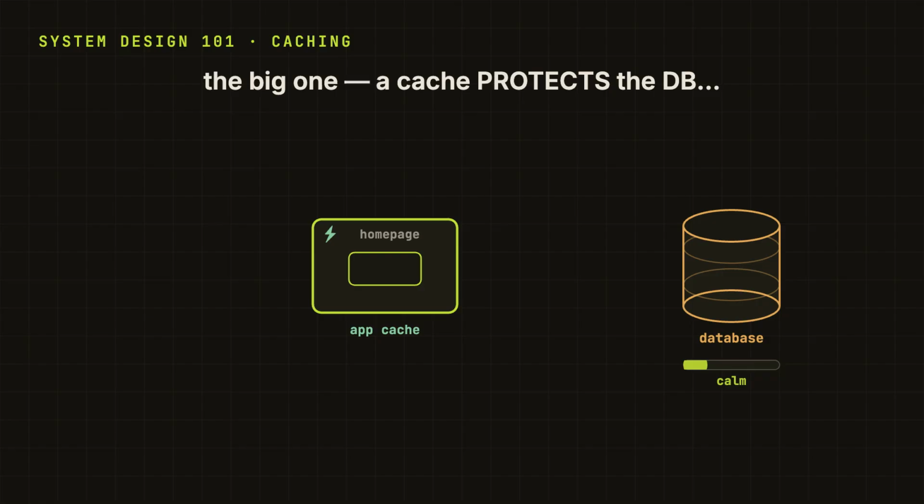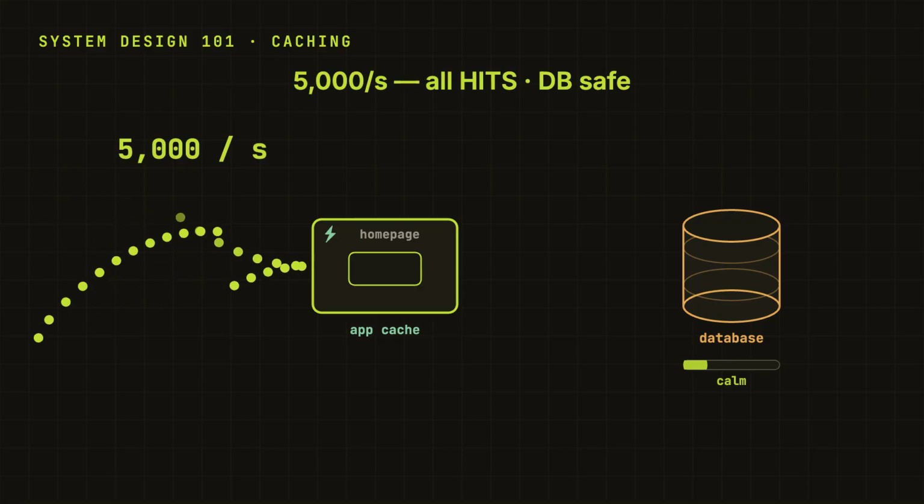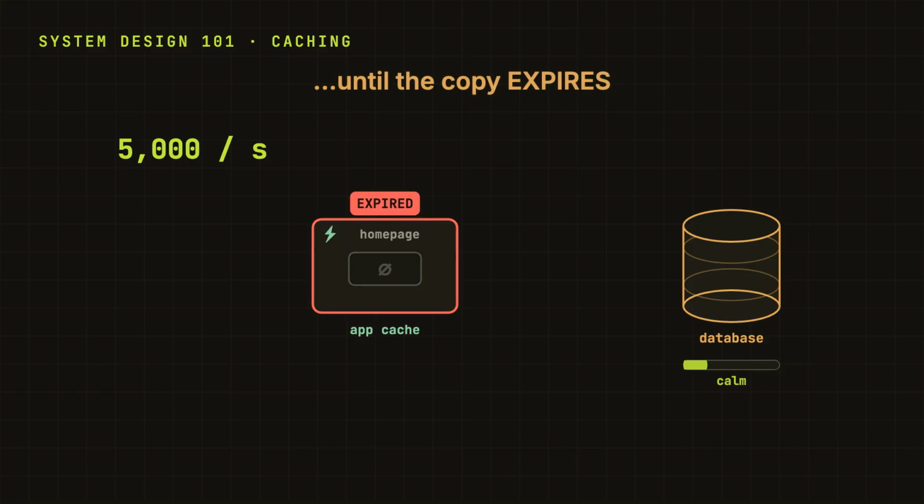Now, the big one. Caching protects your database right up until the one moment it does not. Picture a really popular key, let's say your homepage, getting 5000 requests a second, all served from that one cached copy. Now, that copy's timer expires, and rebuilding it, doing the real slow work, takes let's say half a second.